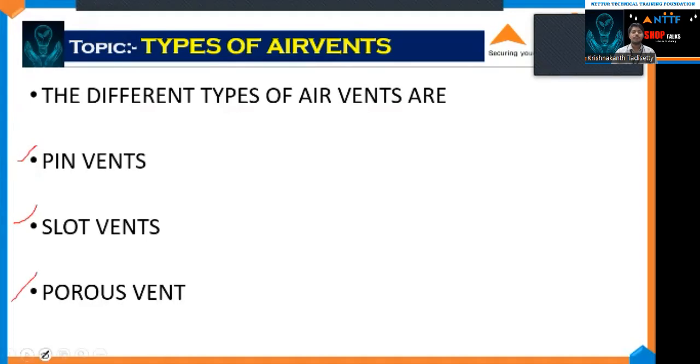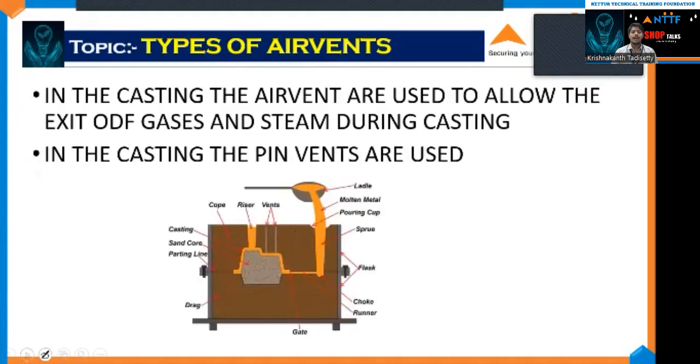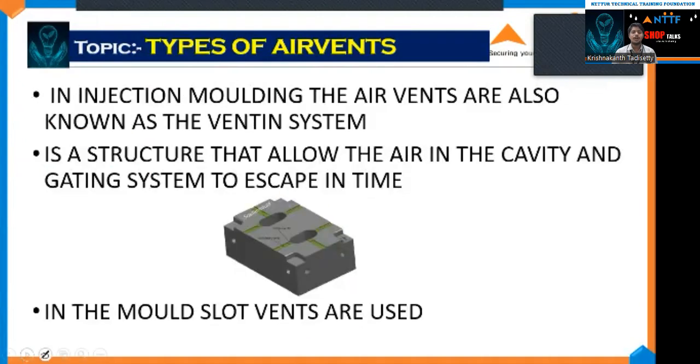Now first we'll discuss pin vents. These vents are generally used in castings to let gas and steam exit during the casting. Here we can see two vents are provided to escape the gas and steam, because the hot molten metal contains gas and steam.